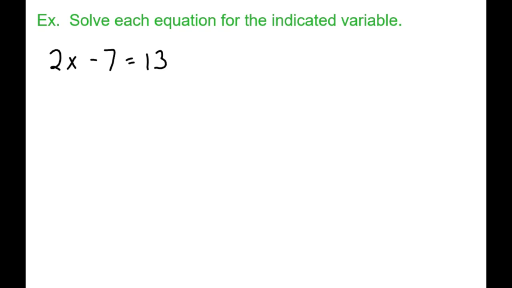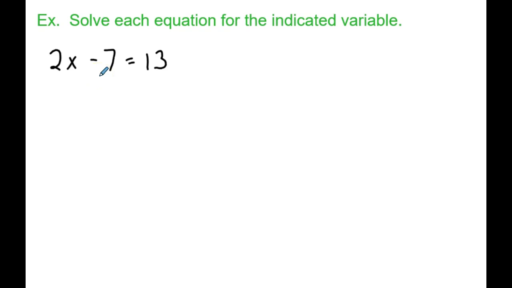Now we're going to go through a few examples of solving an equation for an indicated variable. So if we're trying to solve for or isolate a variable, we're going to use the inverse order of operations. So we have 2x minus 7 equal to 13. We're trying to solve for that value of x. We want to isolate x by itself. So first we have to look for addition and subtraction, then multiplication and division, and then exponents and parentheses if we need to. So going from left to right, I see we have subtraction.